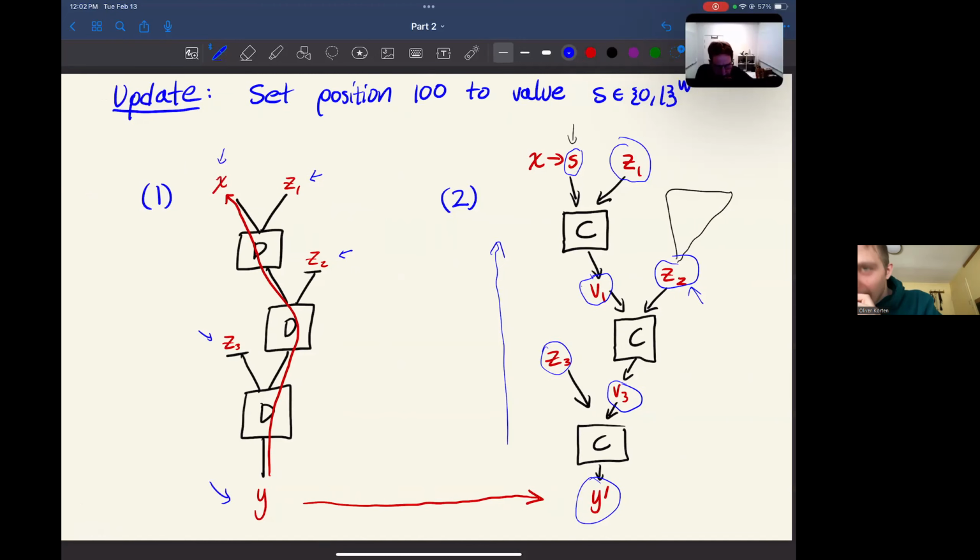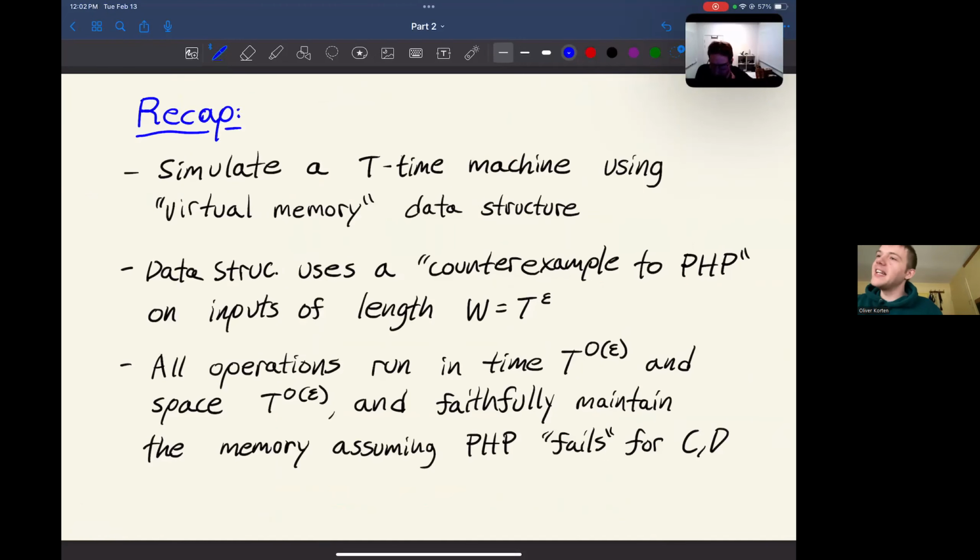So the high level thing is that I've defined each of these virtual memory operations in a way that takes t to the O of epsilon time. To simulate a t-time computation, I just need to do t of these in a row. The only internal memory state I need to save between steps is the seed, which has length t to the epsilon, plus maybe a constant number of pointers or basic things storing the instructions of the computation.